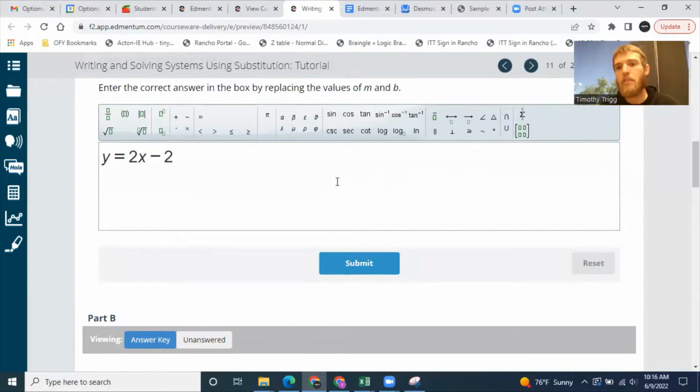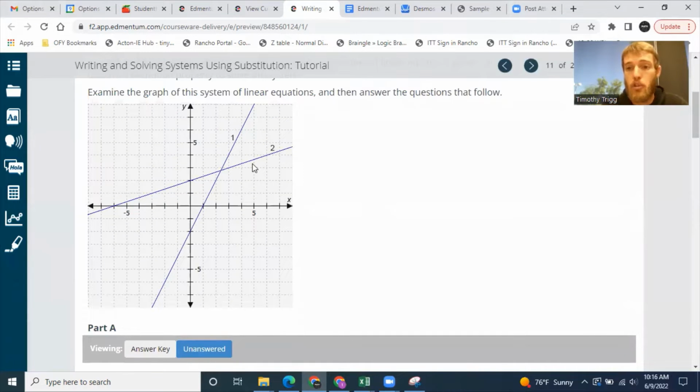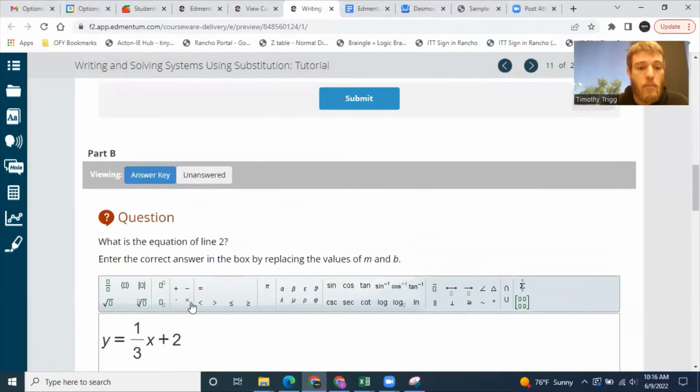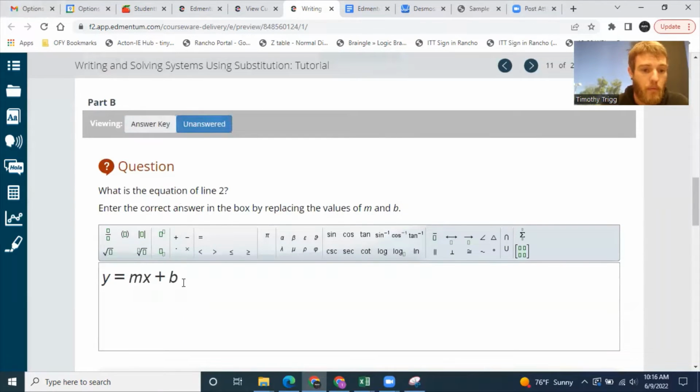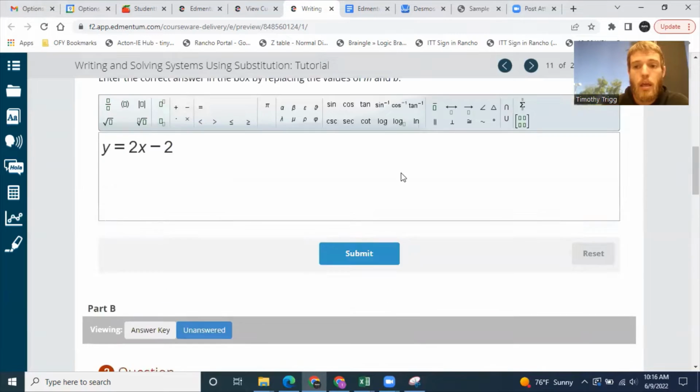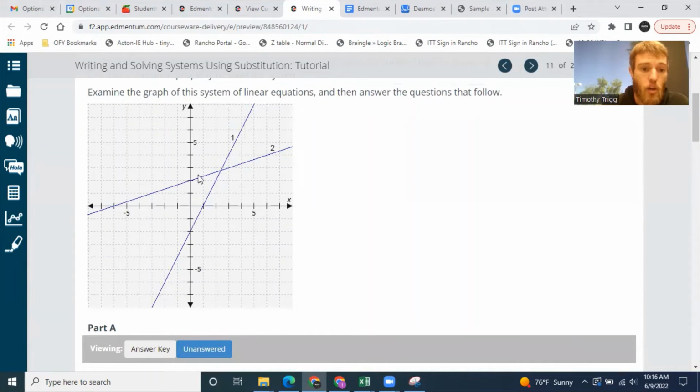Go ahead and pause the video and see if you can find the equation for line number 2. Okay. Notice for line 2, the y-intercept is 2, positive 2. So that's our b. That's our value of b, is 2. And the slope, again, it's the rise over run.